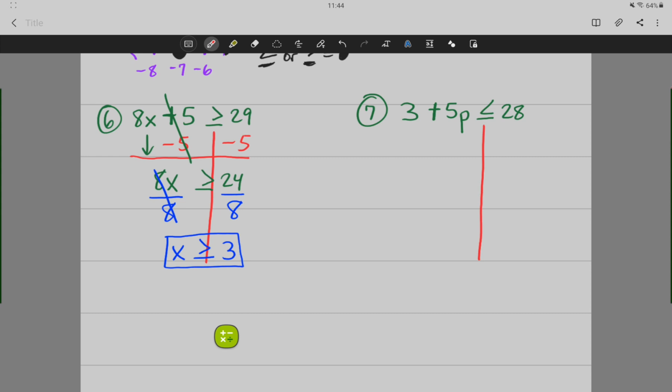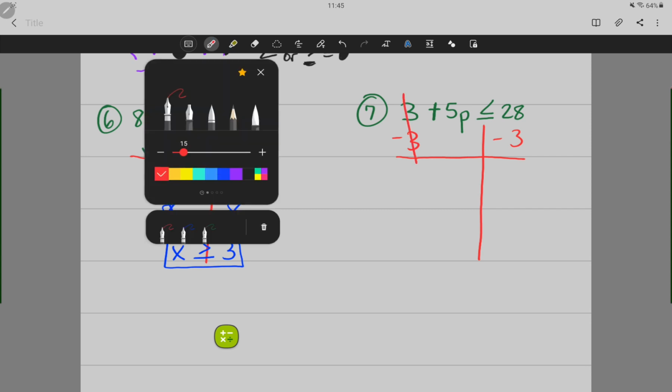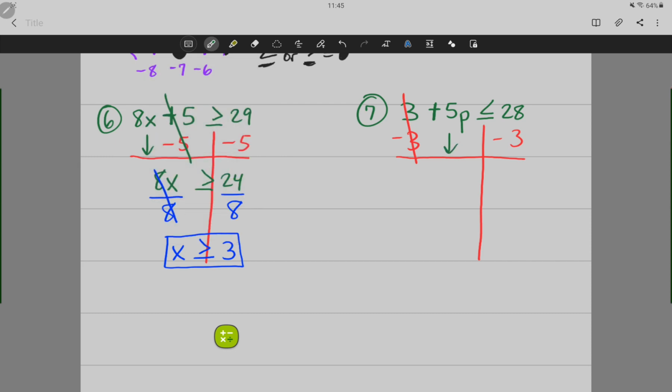We want to get the variable p by itself, but next to it we see the constant, which is positive 3. So we perform inverse or opposite operation, and we subtract 3 from both sides. 3 minus itself is 0. You can just cancel that. 5p we haven't used yet. We can bring that down. Our symbol, we bring it down, less than or equal to 28 minus 3 is 25.